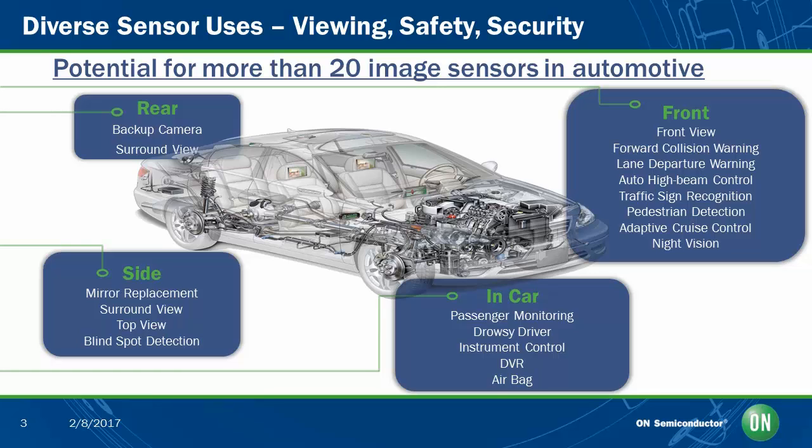So you can see here that there's potential for more than 20 image sensors in the automobile. And if you look at every single one of these applications, they all have different requirements. And we'll get into some of those different requirements later. But really, this is the importance of why we're developing this MARS system, because it's a flexible system, a modular system that allows you to mix and match different components for all of these different applications that you see here.